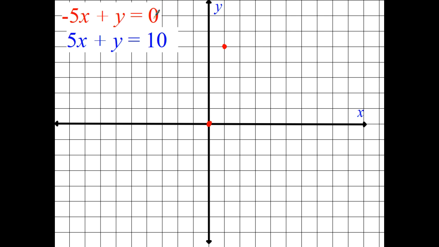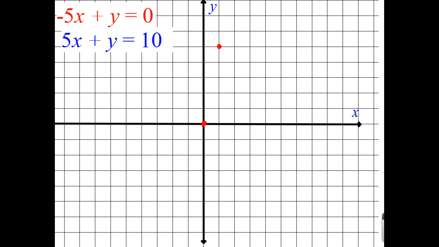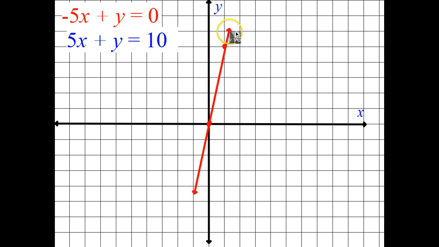There's that line, and I'll go ahead and draw this out, and we'll make sure that we go through here. And that's pretty good. It's not perfect. Let's try to... There we go. Okay, next, let's do the blue one. Okay, so this is going to be 5x is 10, so x is going to be 2.